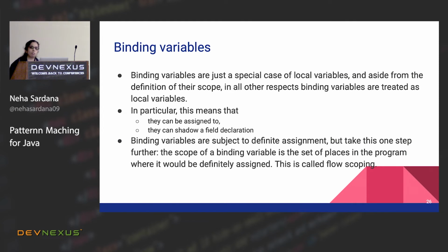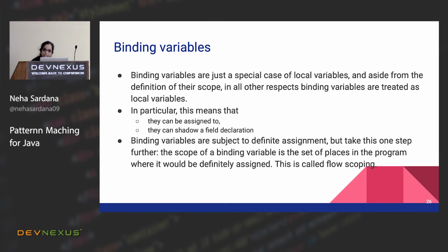So we talked about binding variables, and we are hearing this term a lot, what exactly is it? Binding variables are a special case of local variables. Aside from the definition of their scope, in all other respects, binding variables are treated as local variables. They can be assigned, they can shadow a field declaration. Binding variables are subject to definite assignment. This takes one step further.